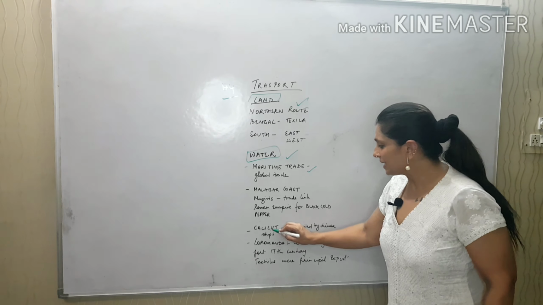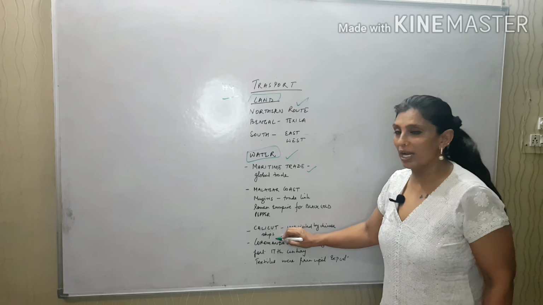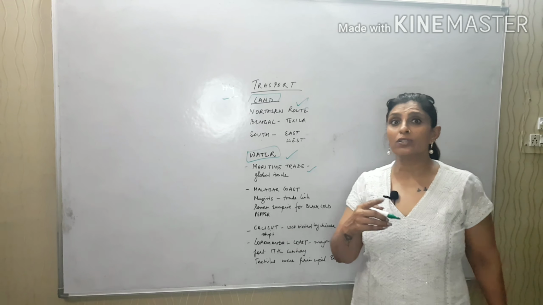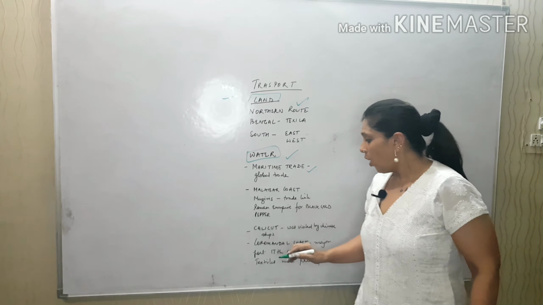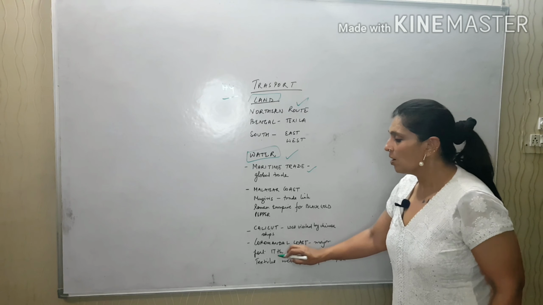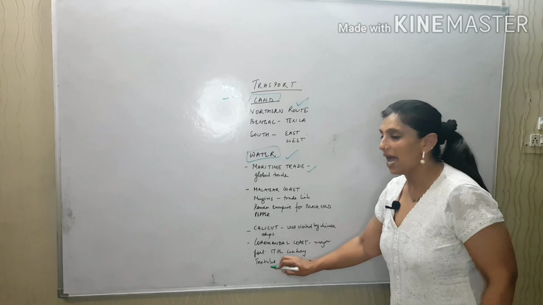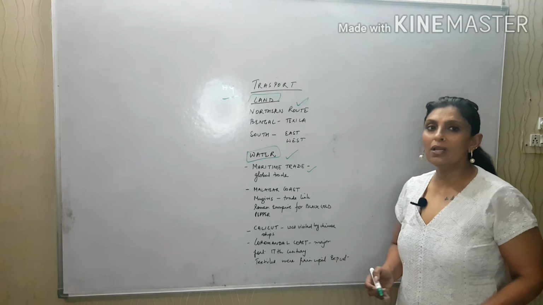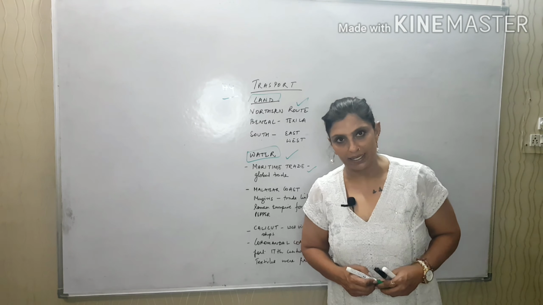Now, by 15th century, Calicut was visited by a Chinese ship, and it was discovered by Vasco da Gama. Also, the Coromandel coast became the major port by 17th century, and textiles were the principal export items at that time.